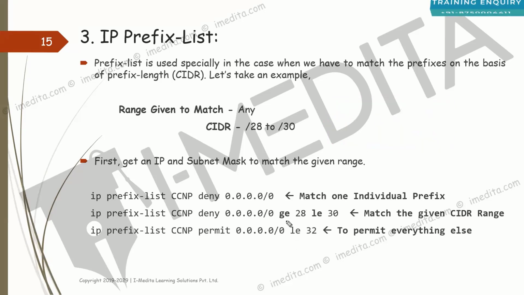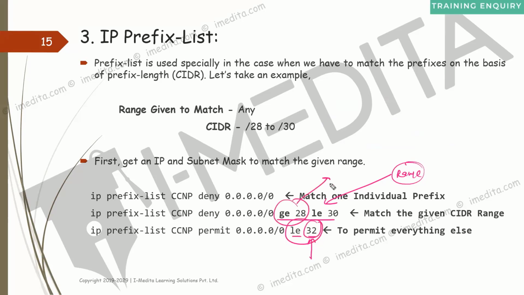So we can also specify these individually. Not necessarily do we need to specify both. If you specify both, it is going to match a range of the CIDR. If you have specified just the less than equal to, that means less than equal to CIDR 32, everything will match. Or if you have specified only greater than equal to, it is going to match that CIDR and greater.